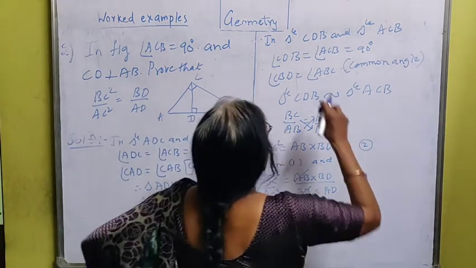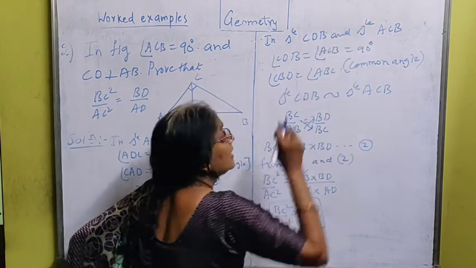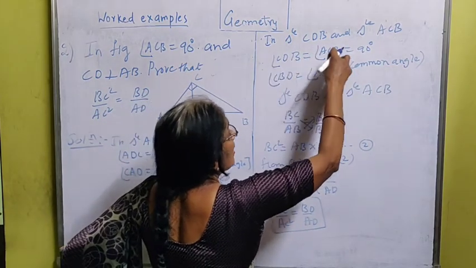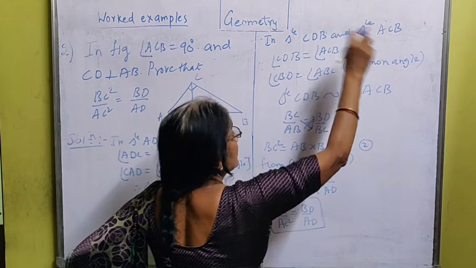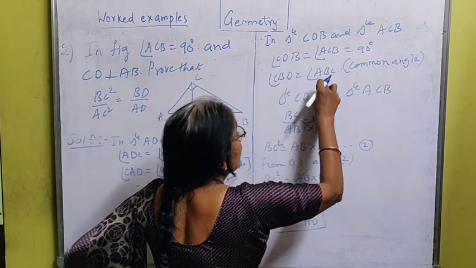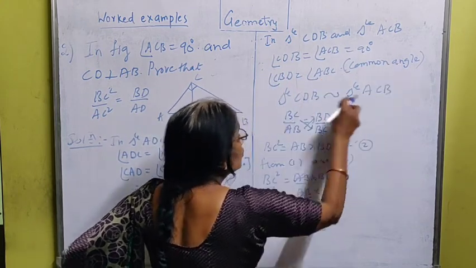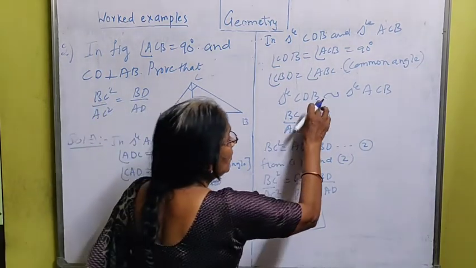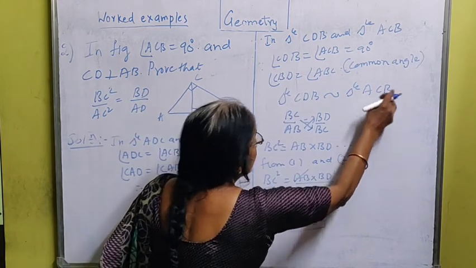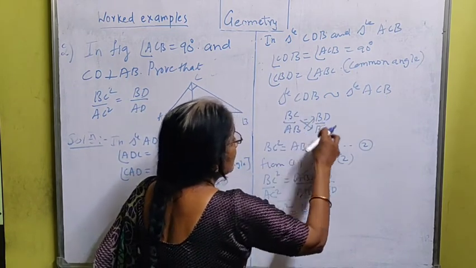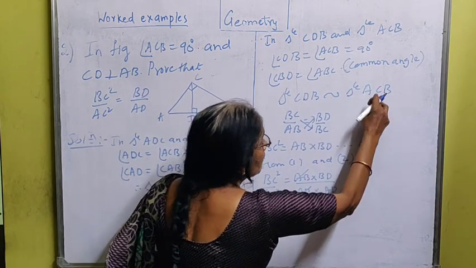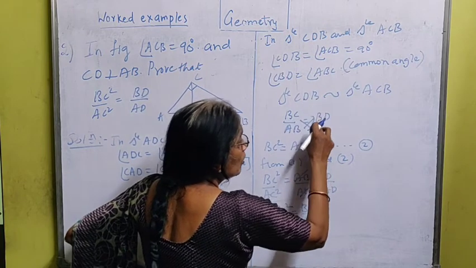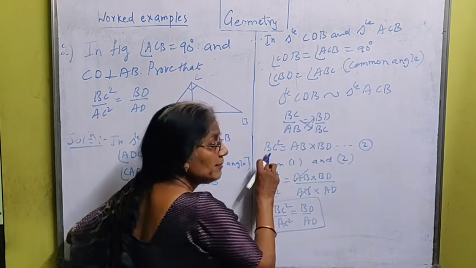Similarly, we are going to prove triangle CDB and triangle ACB as similar. By taking angle CDB is equal to angle ACB is equal to 90 degree because it is given. Angle CBD is equal to angle ABC because it is a common angle. So the two triangles became similar. I want BC square. So I took B and C, so I will take here AB. So BC by AB is equal to, again BC should go down. So BC went down with the bigger triangle. So in the smaller triangle what should come? DB or BD. So if I cross multiply, BC square is equal to AB into BD.